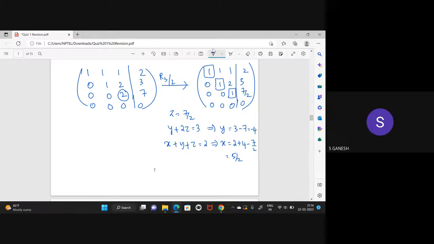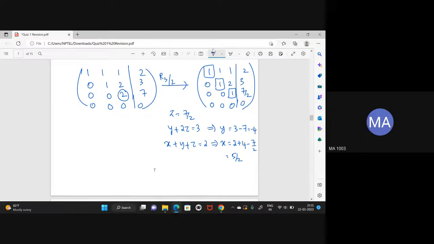Then the question is asking not about the solution of the system of linear equations. They're asking how many independent or dependent variables there are. So for this situation, I say three dependent variables. That answer is right. All three variables are dependent, but they have no solution. Okay, ma'am. Thank you, ma'am.